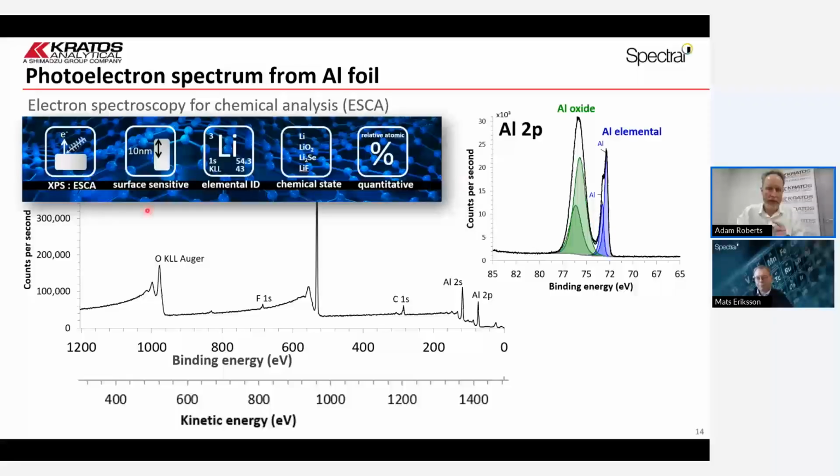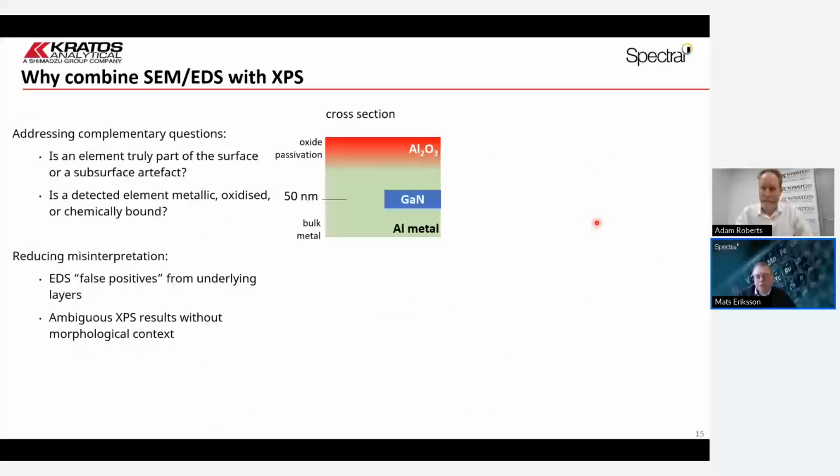So XPS is surface sensitive. It's going to give us elemental information. We can determine chemical state, and it's also quantitative. The area under the peak is directly proportional to the amount of those elements present in the surface volume we're detecting. I think it's nice there, Adam, that you had the terminology XPS or ESCA as well.